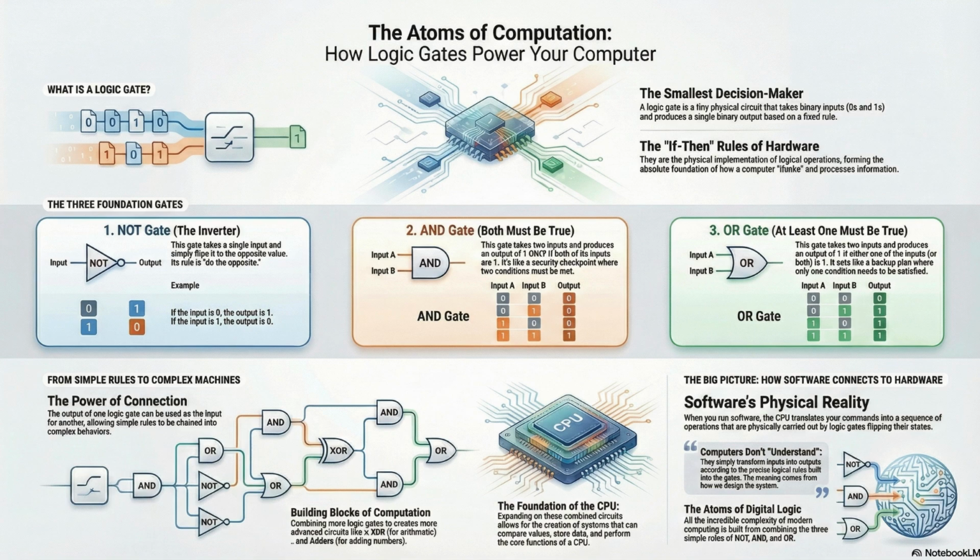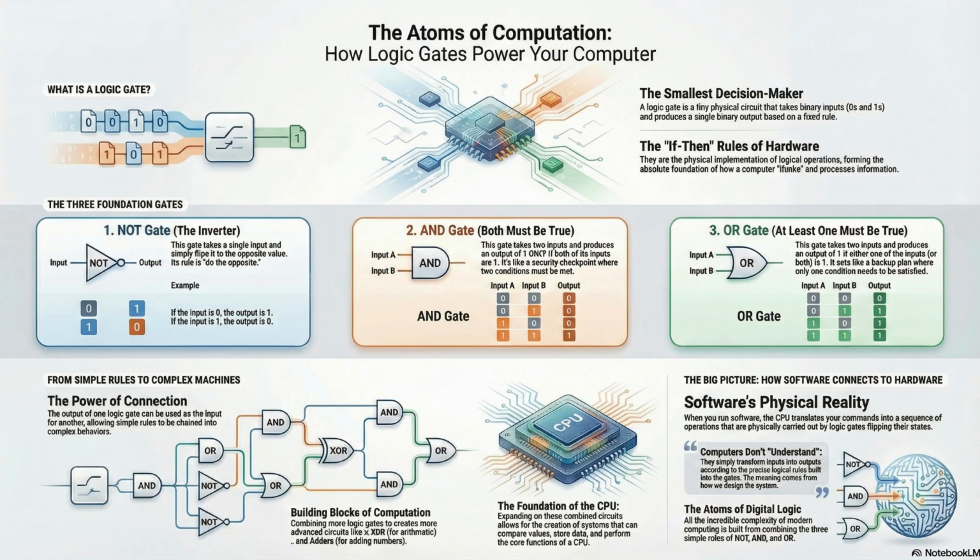And crucially, we tied it all together by explaining how software, no matter how complex the story, ultimately just translates down into patterns of these gates flipping states inside the CPU. And the source material really points us toward the next logical step. We've talked about instantaneous calculation, but how does a computer remember things? How does it handle sequence and time?